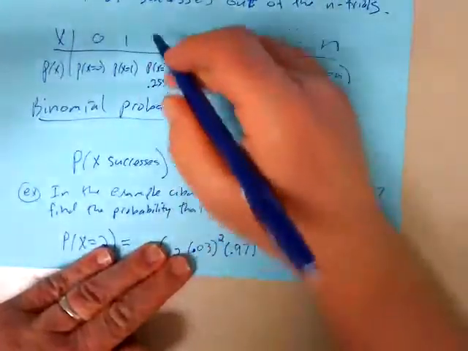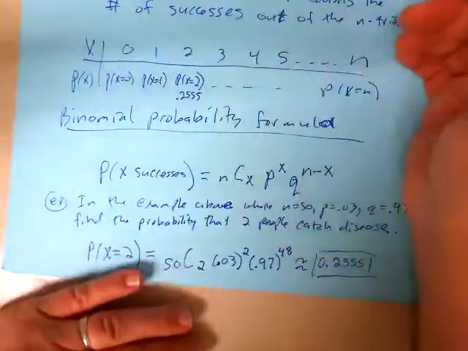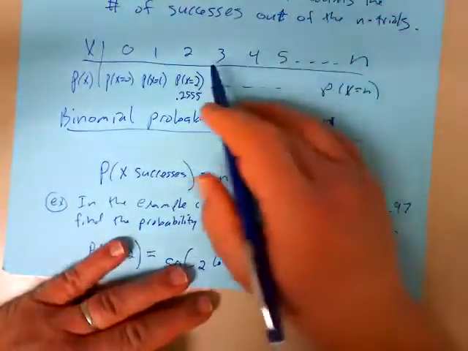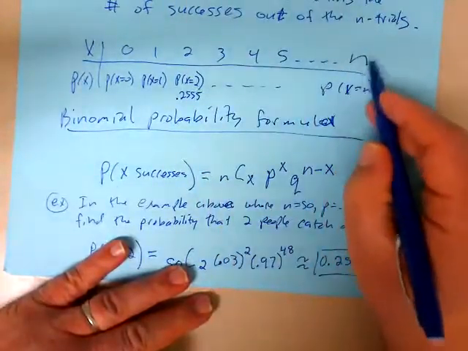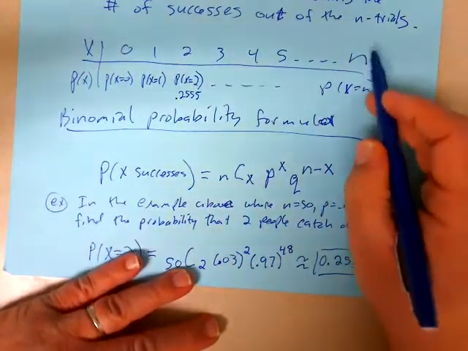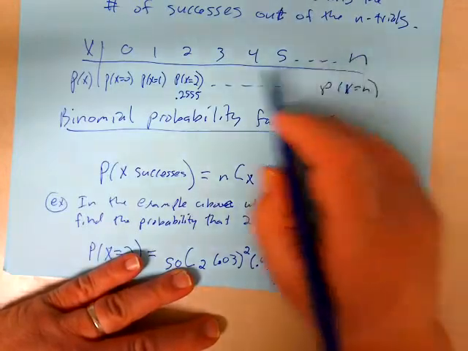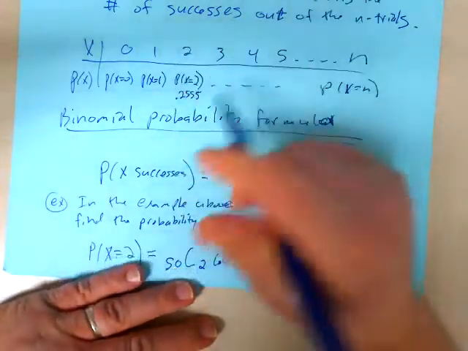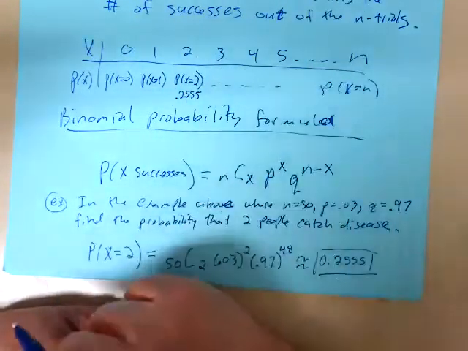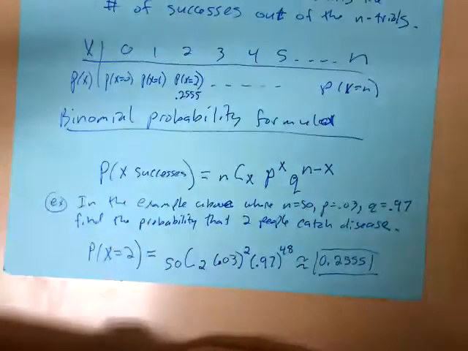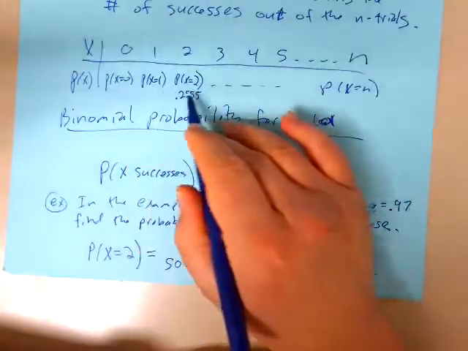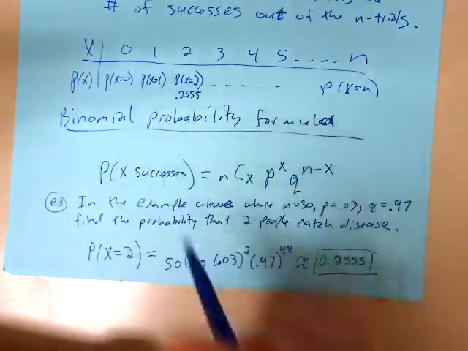But that kind of makes sense because there's only a 3% chance of someone catching the disease. So to have all 50 of them catch it would be astronomically small. Okay? But having 2 people catch it, that's about right. 2, 3, 4 people. That's about how many you would expect to catch it. So a lot of the probability is going to go down here. Okay?